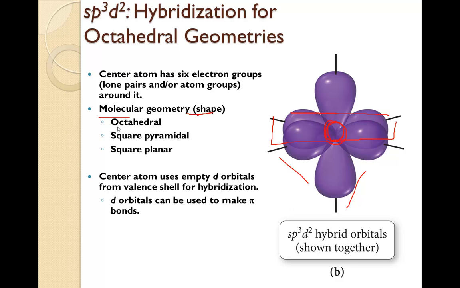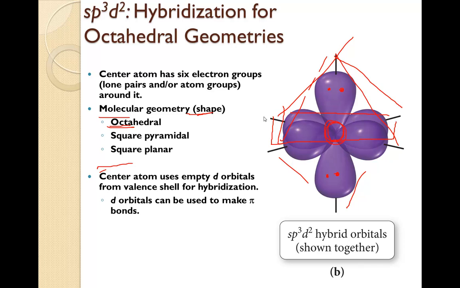Square pyramidal is if we have 1 lone pair here, and so therefore all you see is the pyramid on the top or the pyramid on the bottom. And square planar is if we had 2 lone pairs here, and all you see is the square. The center atom uses empty d orbitals from the valence shell for hybridization. It could also be used to make pi bonds.